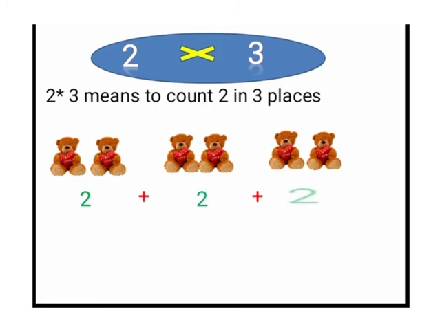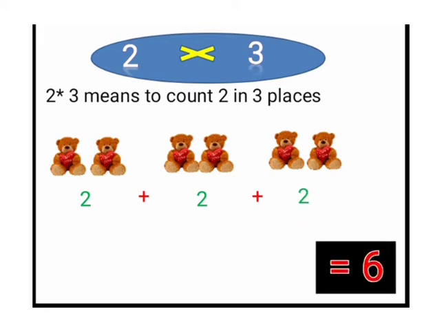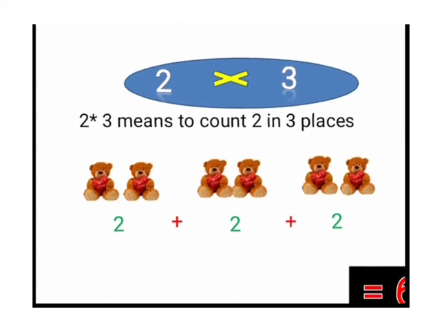2 plus 2 plus 2. All together we have 6. So 2 times 3 is 6. 2 plus 2 plus 2 is also 6. Take a look at another example.